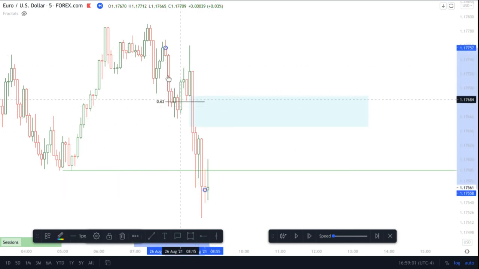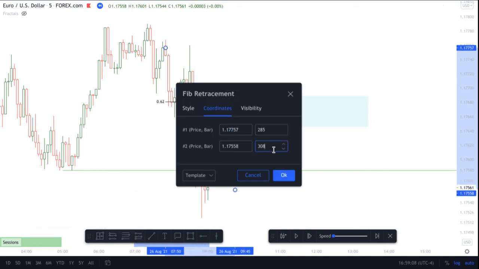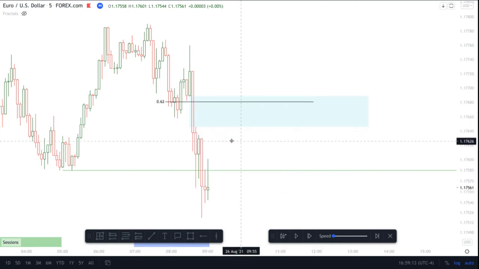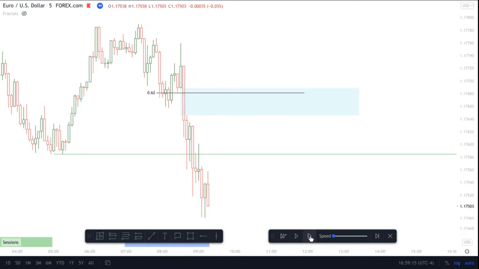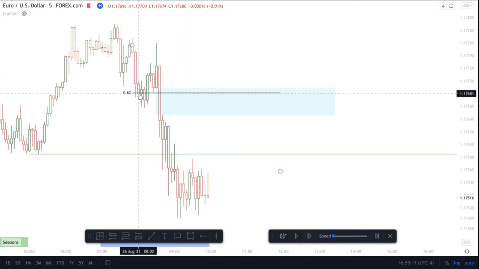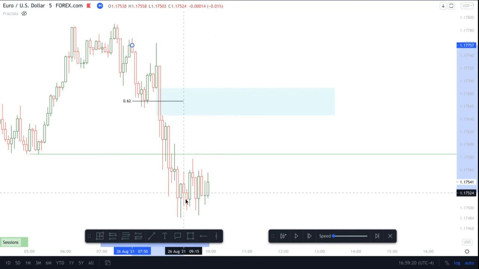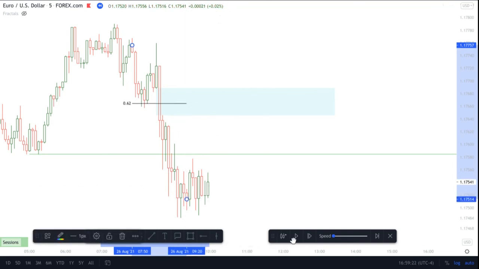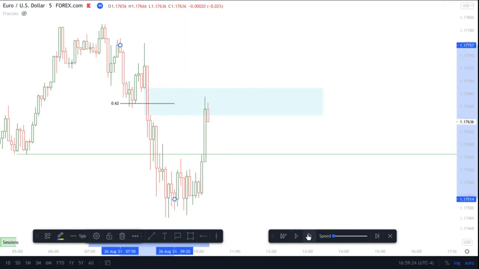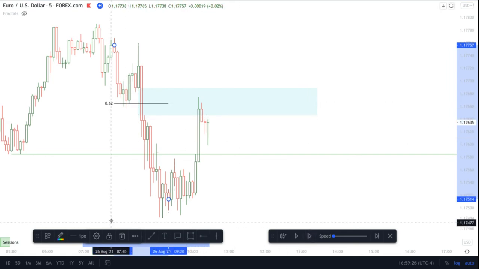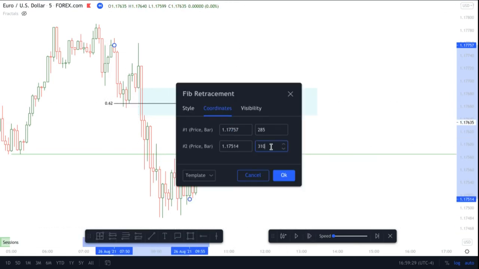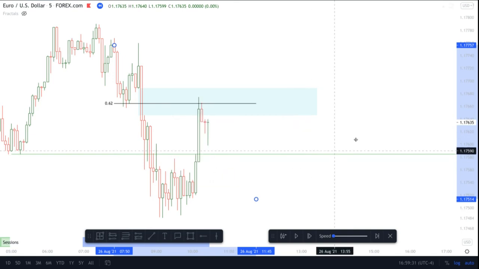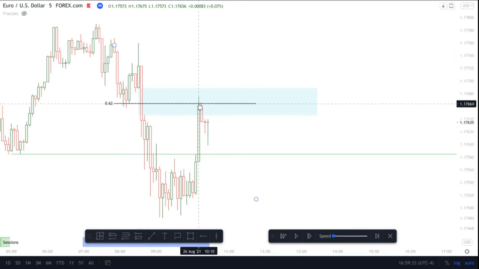Why did I use this high? That's for you to figure out. Follow price. As price moves down, you move your Fibonacci with it. Come on, guys.